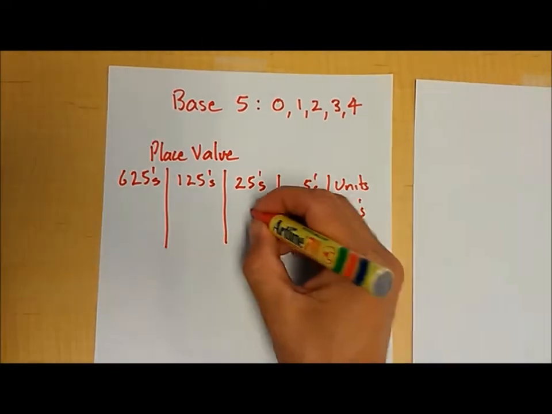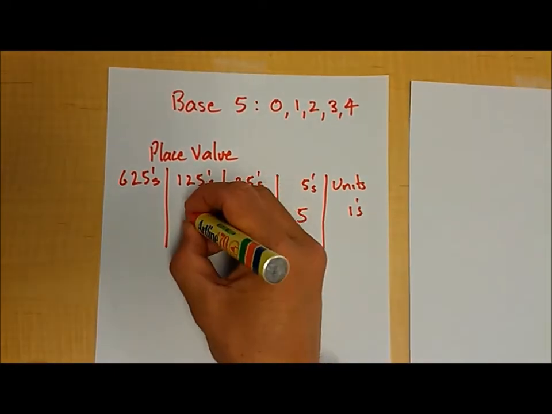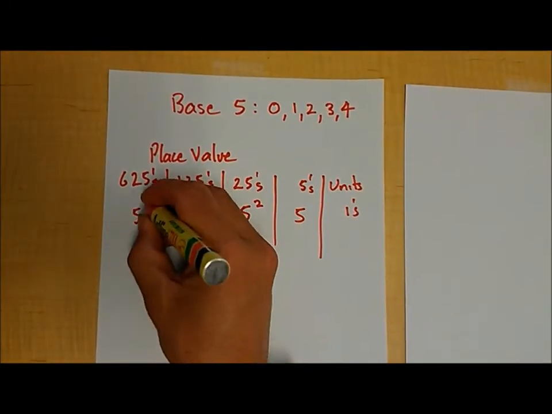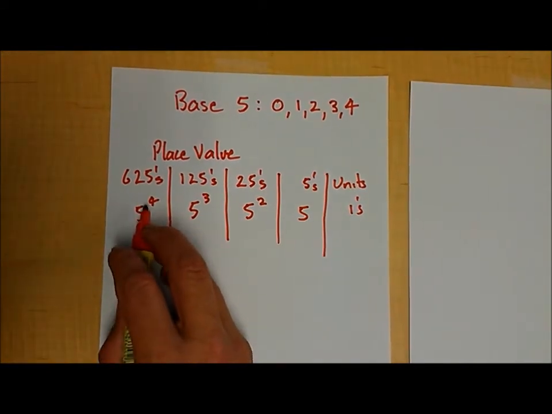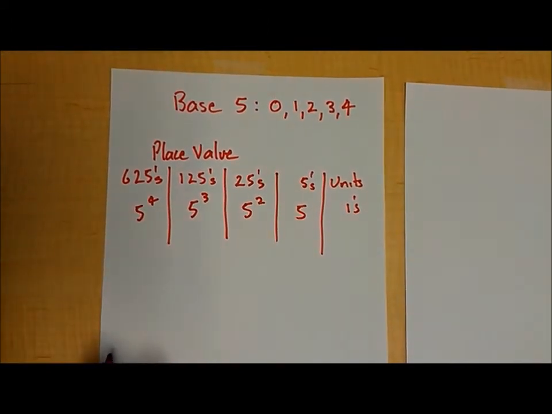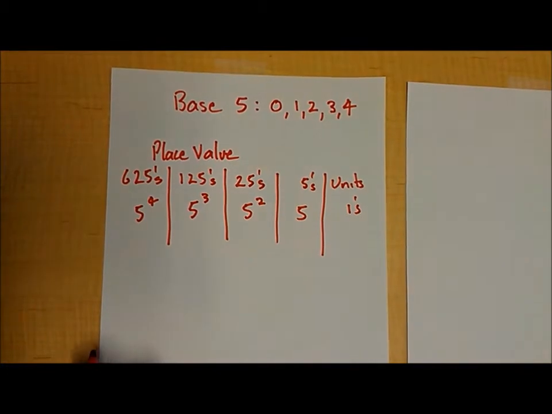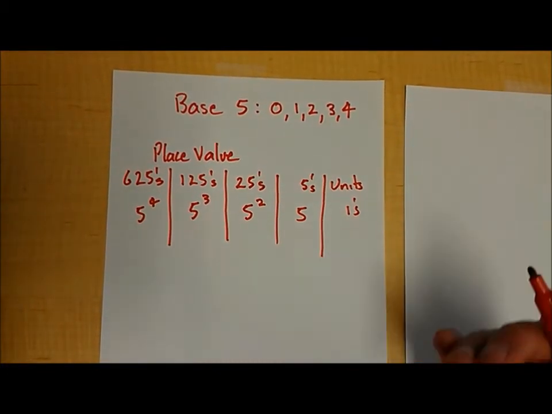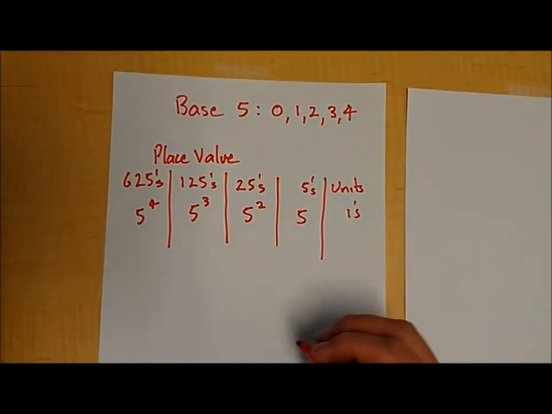So this is 5 squared, this is 5 to the power of 3, this is 5 to the power of 4. I'll leave it to you to work out what the next place value would be above that. So if I want to take a number that's written in base 5 and convert it back to base 10, it's not that hard to do.